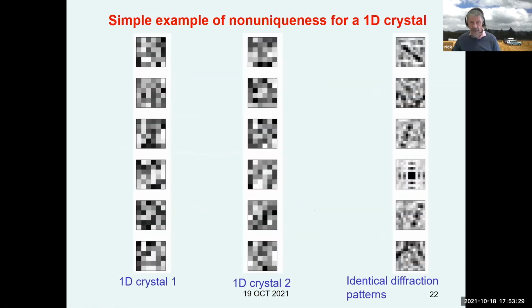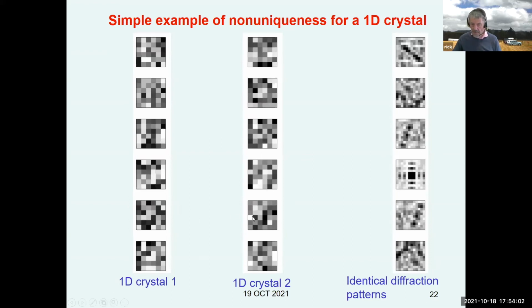And so again, that's illustrated here. This is again showing sections through the unit cell of a one-dimensional crystal. And this is another one-dimensional crystal, and both of these have identical diffraction patterns. So that's an illustration of the existence of multiple solutions to the problem, although the data parameter ratio omega is equal to 2.